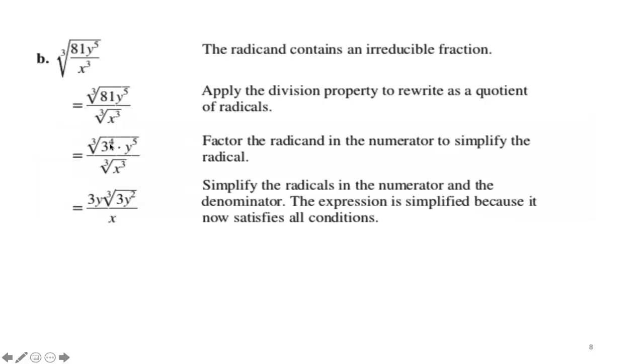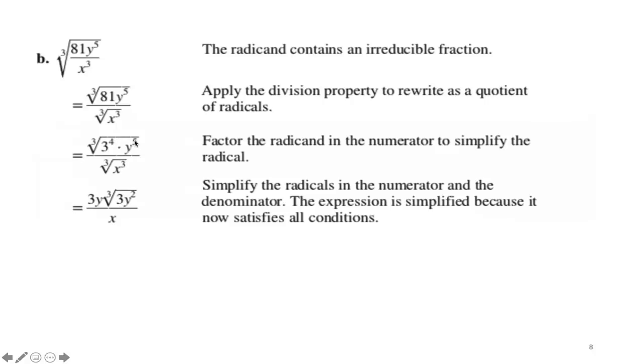So 81 is 3 to the 4th, y to the 5th. Because we're taking the cube root, there's a component here that is a cube that we can take out. The cube root of 3 cubed, for example, is just 3. So 3 cubed in here can be moved out to become a 3, because again the cube root of 3 cubed is 3. So if I take out 3 cubed, then what's left is a 3. So there's a 3 remaining inside.